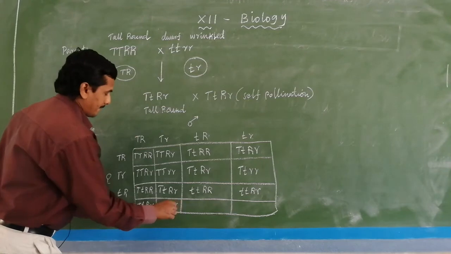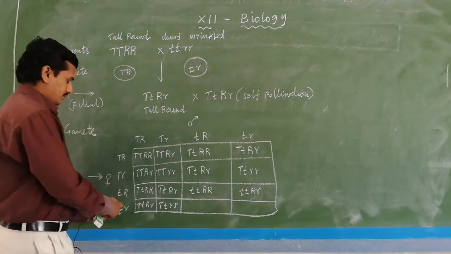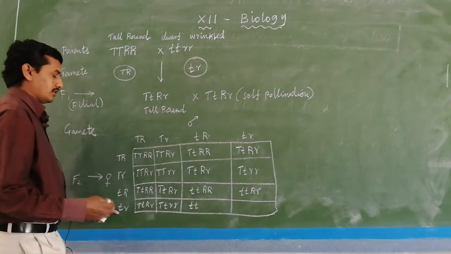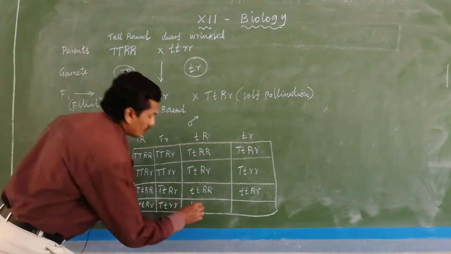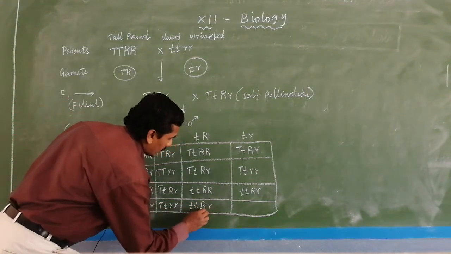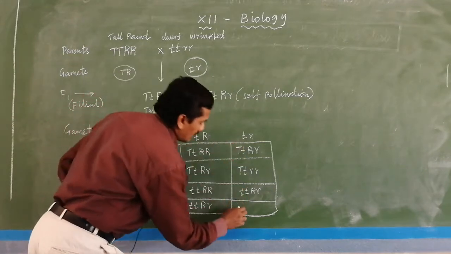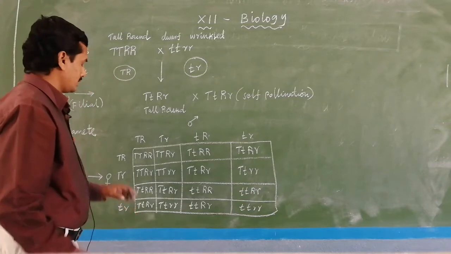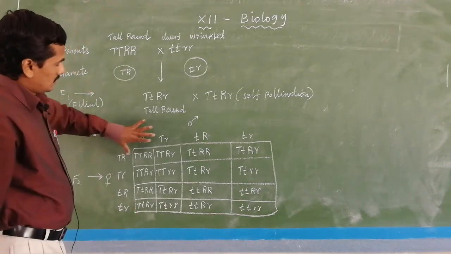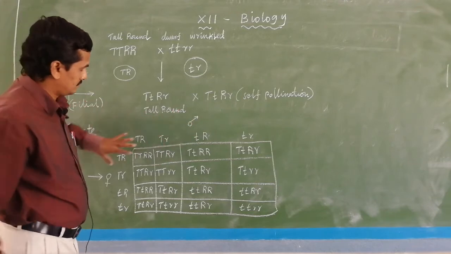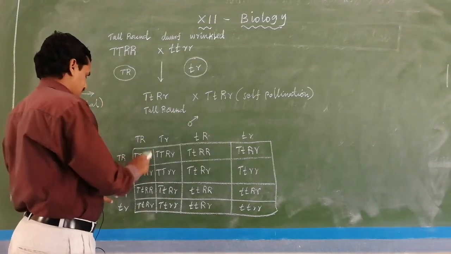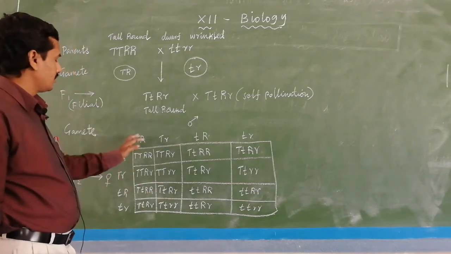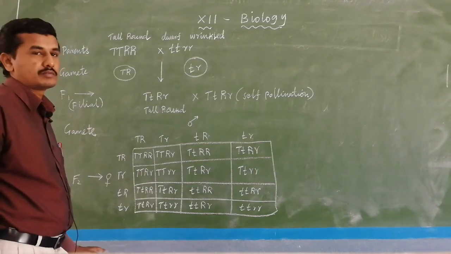Then the male gamete and the female gamete fuse to form an embryo and zygote, and then the next generation will come. Small t, capital R, small r. And small t, small r. Okay. This way you cross one male gamete fused with another female gamete, and the F2 generation is produced.